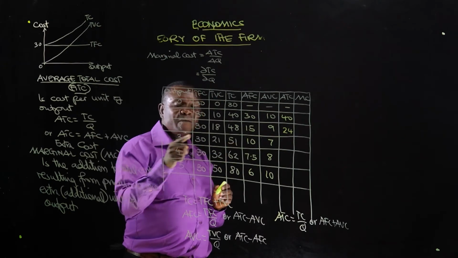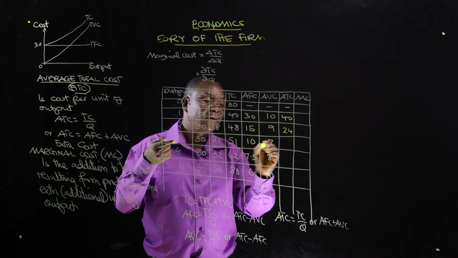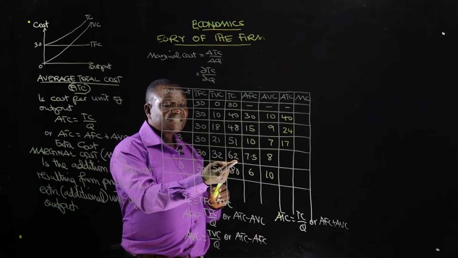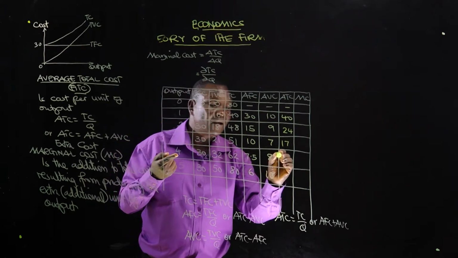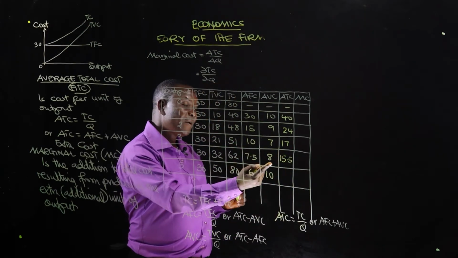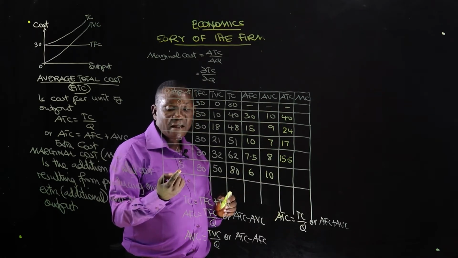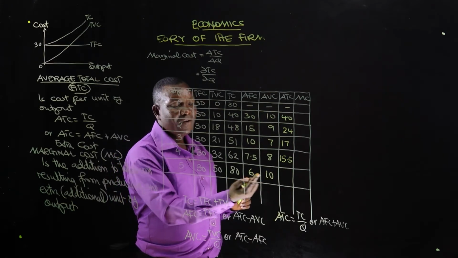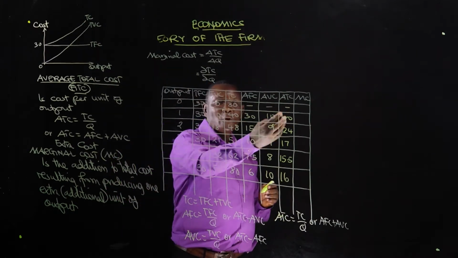51 divided by 3, it is 17. The same as 7 plus 10. So this is 17. 62 divided by 3, it is 15.5. The same as 7.5 plus 8. 80 divided by 5, it is 16. The same as 10 plus 6. We are through with this.